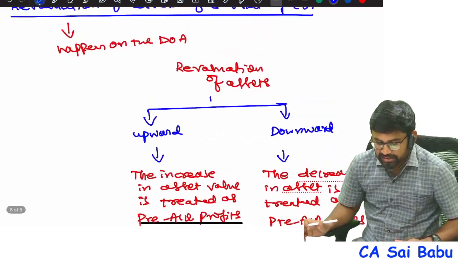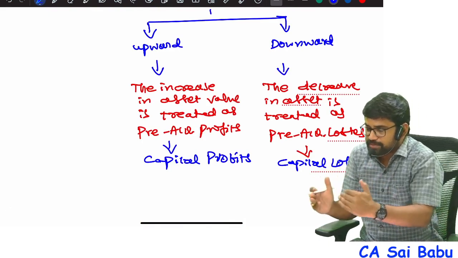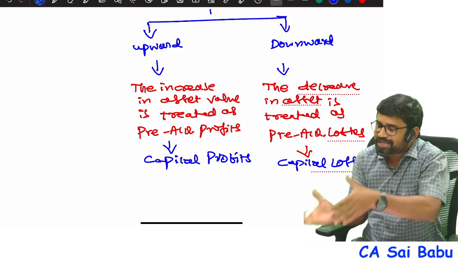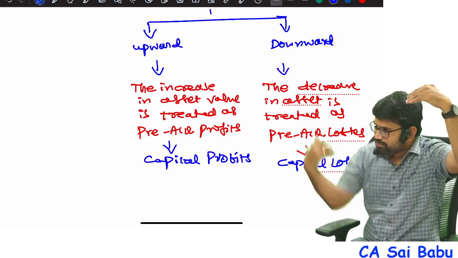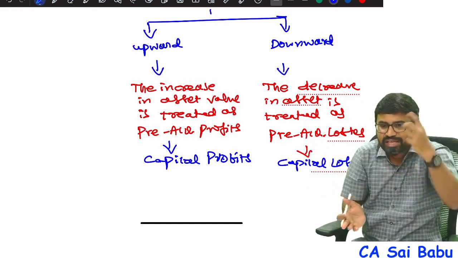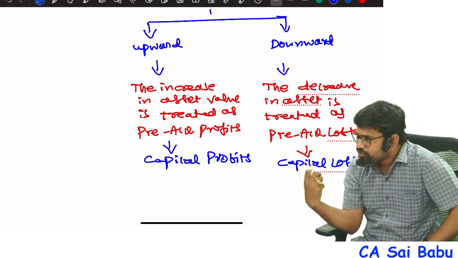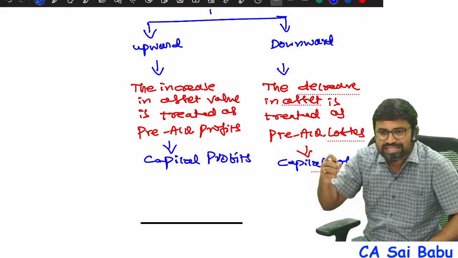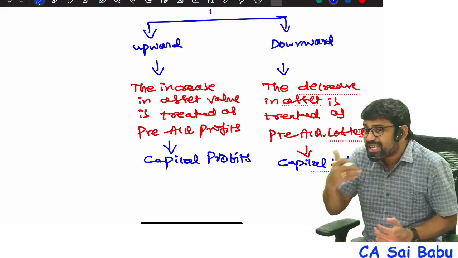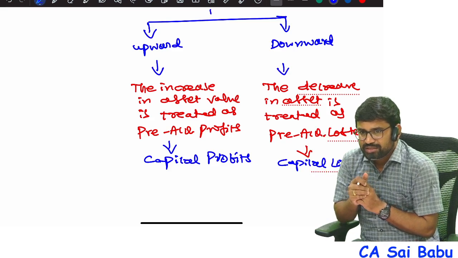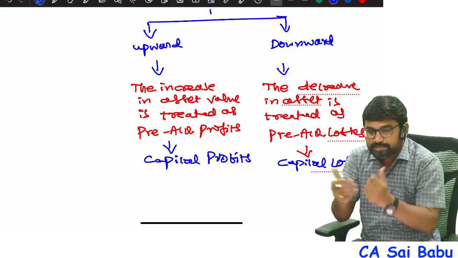So very simple, sir. When parent company is acquiring subsidiary company, sometimes subsidiary company assets are revalued. Here revaluation can be upward or downward. If there is an upward revaluation, the increase is treated as pre-acquisition profit, transferred to capital profit. If there is a downward revaluation, the decrease is treated as capital loss, pre-acquisition loss. Now tell me, because of this, is there any other consequence? Is there any effect on the profits of subsidiary company?